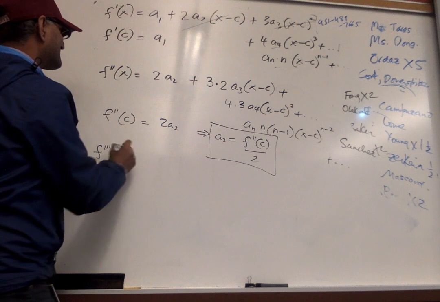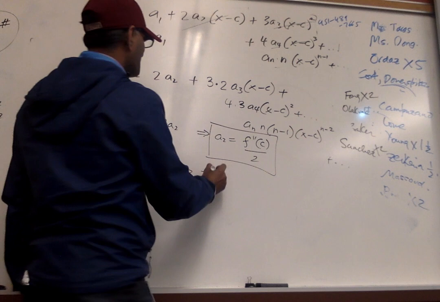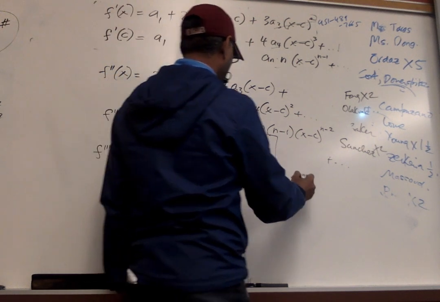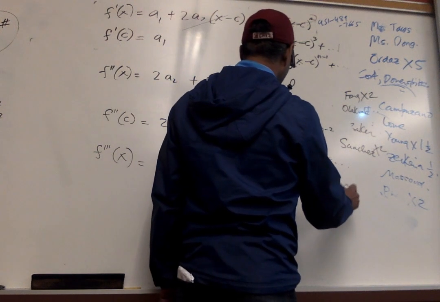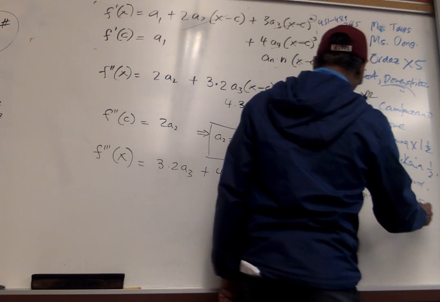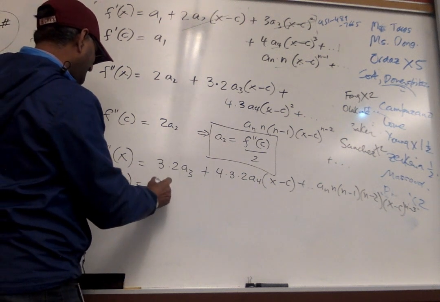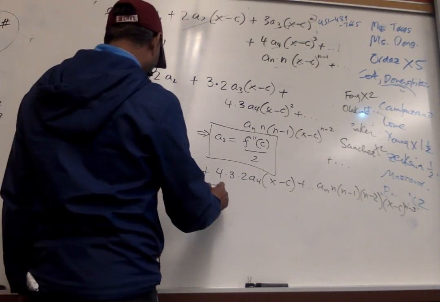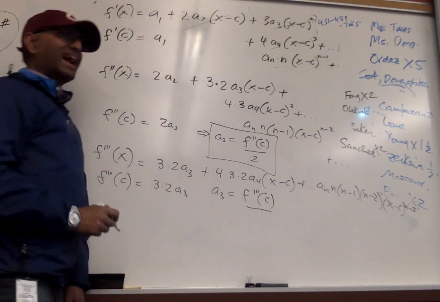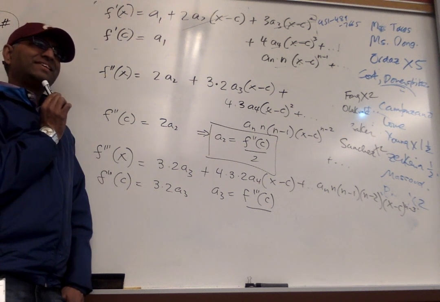So f double dash of x equals 3 times 2, a3, plus 4 times 3 times 2, a4, x minus c, plus dot dot dot, an, n minus 1, n minus 2, x minus c to the power of n minus 3. Therefore, f triple dash of c equals 3 times 2, a3. Therefore, a3 equals f triple dash of c over... Nah, don't write 6. What? How can I write 3 times 2 as?